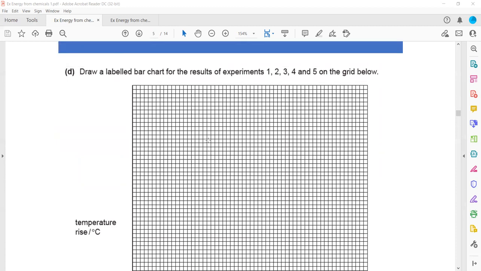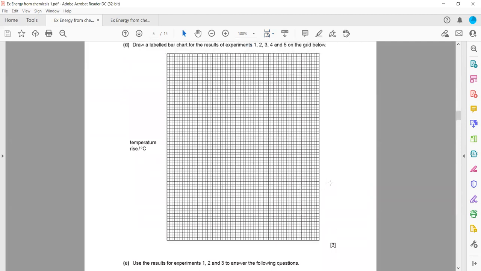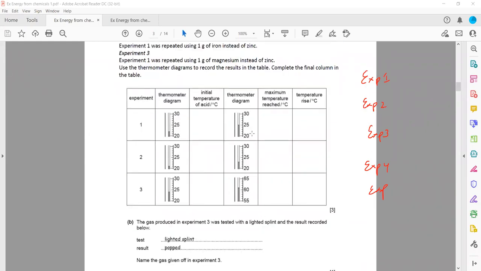Then we have to draw a bar chart. So we have to draw a bar chart for experiments 1, 2, 3 and 4. What was the temperature change for experiment 1? If anyone remembers experiment 1, what was the temperature change? Experiment 1 was 4. Just a minute, I will check. So experiment 1, 25 minus 21, so that is equal to 4.